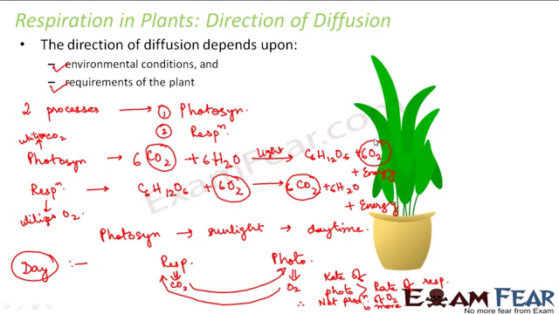So overall, if you look at the two processes during daytime, what will happen? Carbon dioxide will be taken in and oxygen will be given out. This is what happens during the daytime. So plants will take in carbon dioxide and plants will give out oxygen. That is what happens at daytime.